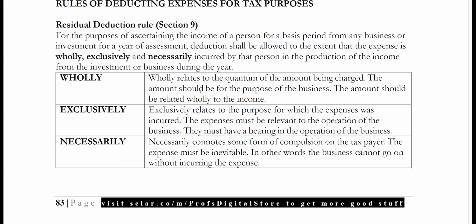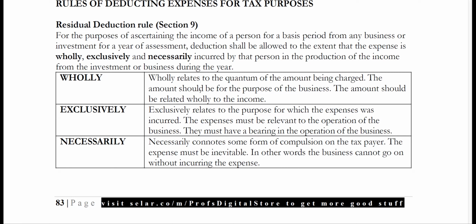Section 9. For the purposes of ascertaining the income of a person for a basis period from any business or investment for a year of assessment, a deduction shall be allowed to the extent that that expense is wholly, exclusively, and necessarily incurred by that person in the production of income for the investment or business during the year. It means that so far as you incurred an expense that was used to generate income from your business or investment, then that expense should be allowed if it meets the criteria.